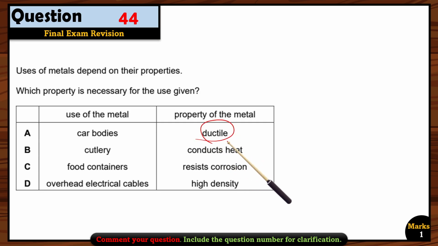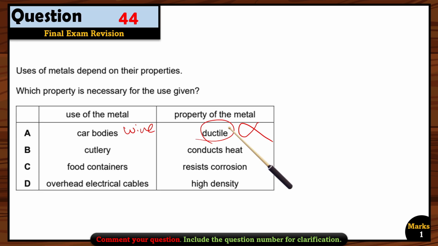But here they write ductile. Ductile is a property of metal meaning they can be changed into wires. But a car is not a wire, right? So this option is wrong. If they wrote wire here, then this option would be right. Why do we use metal in wire? Because they are ductile. But in the car bodies, because they are malleable, that's why we use them in the car bodies.